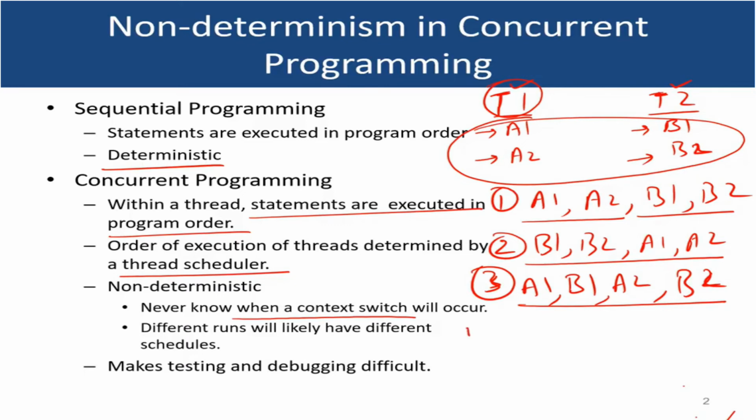Likewise, there can be many different interleavings. So here is one more. Let's say thread T1 is scheduled first. It executes the first statement A1, then it is suspended. Then thread T2 is scheduled and thread T2 for some reason is allowed to execute both instructions B1, B2. It finishes and then thread T1 comes back and executes the last statement.